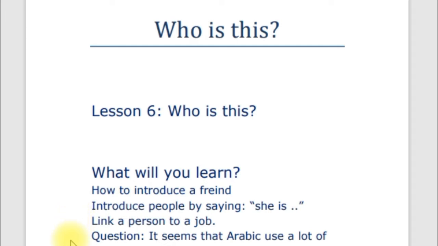Question: it seems that Arabic uses a lot of integration of possessive pronouns. How do I apply these rules in speaking Arabic? Let's move on to the lessons.